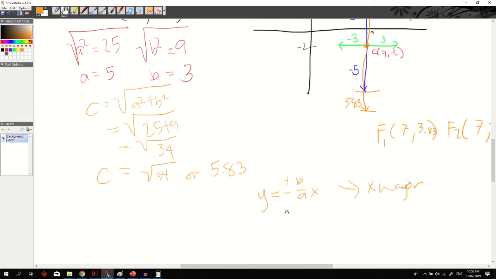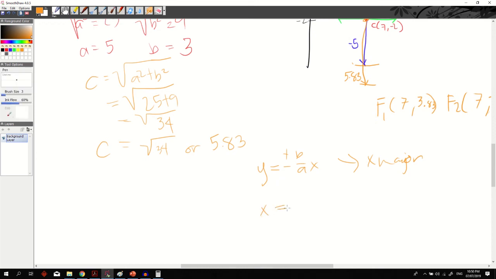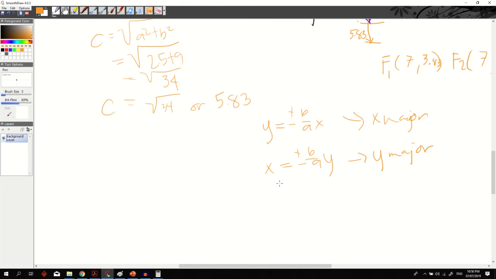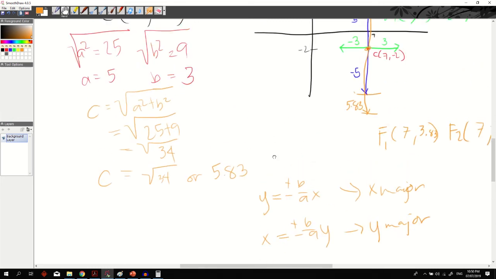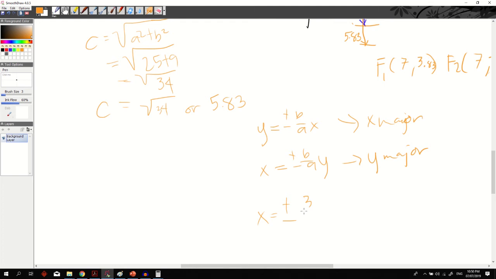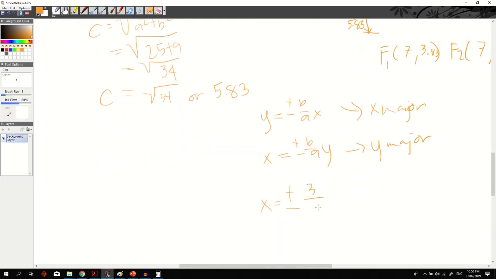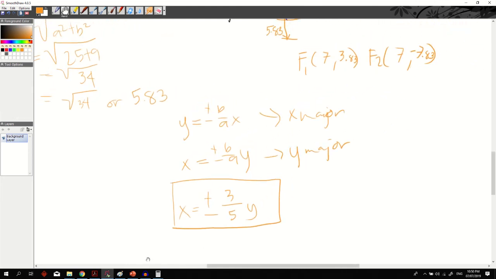Now we have our axis at y, so we have this one as our asymptote. So this will be the one we will use. So x equals positive negative, what is b? So b is 3 over, what is our a? 5. Okay, 5y. So we have this as our asymptote. Okay, so can we check the answer?